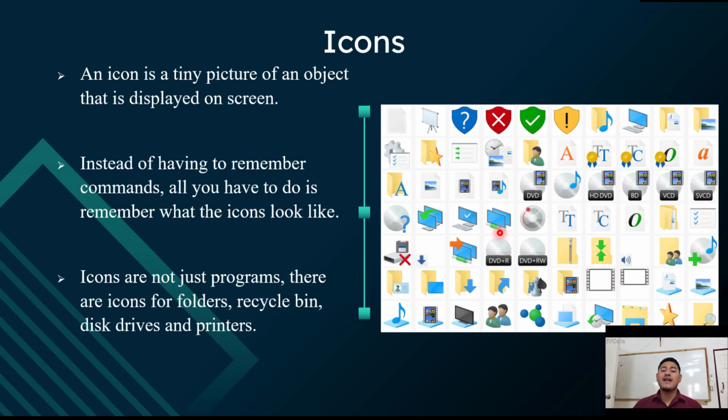The other one are icons. So these are all icons, okay? An icon is a tiny picture of an object that is displayed on a screen. Whenever you click somewhere and it has a little picture, you're clicking on an icon that's going to take you somewhere else. So instead of having to remember commands, as I mentioned before, as soon as you see an icon, you click on it, and it's going to take you somewhere. Okay, icons are not only programs. For instance, this here looks like a program. If I click here, it's going to open a program, but it can also take me to a folder. It can also take me to a location inside. It can also take me to a file.